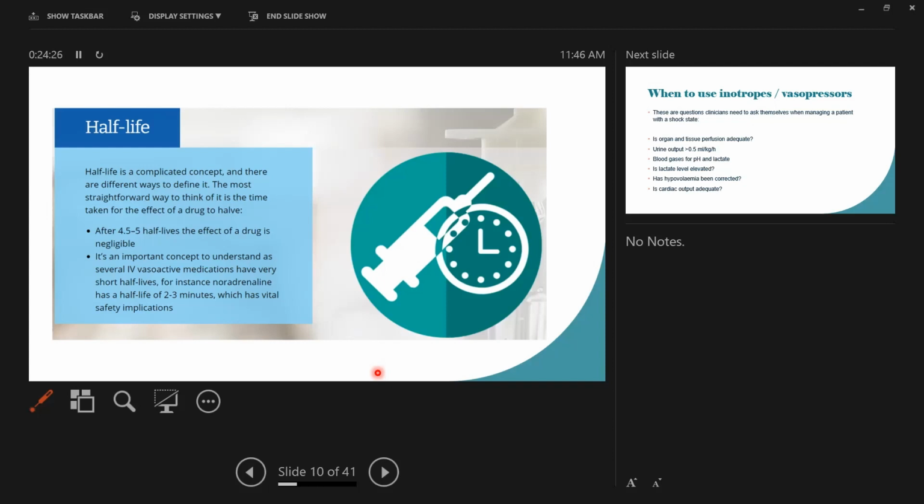So for drugs like these inotropes, there is no point in giving them as boluses. You have to have them as infusions. Just giving one dose will not be enough because they have a very short half-life. It's like 2 to 3 minutes. That is why you might have seen all these inotropes are given as infusions.